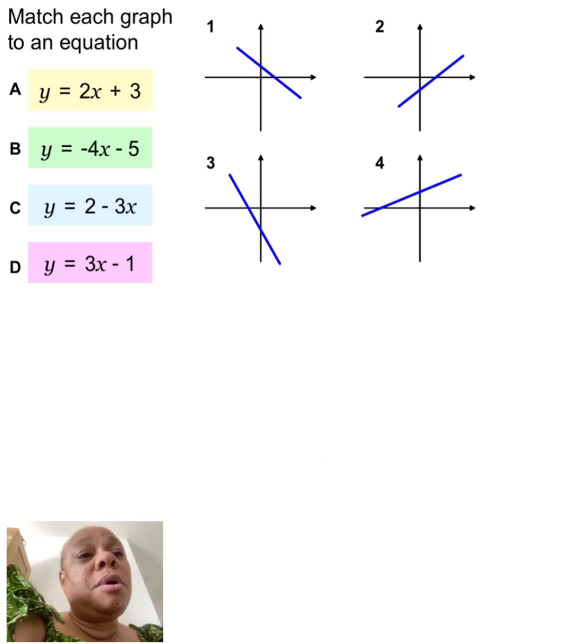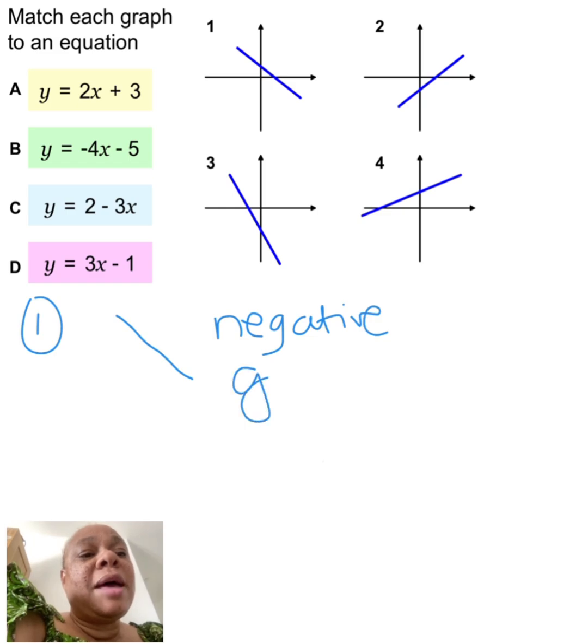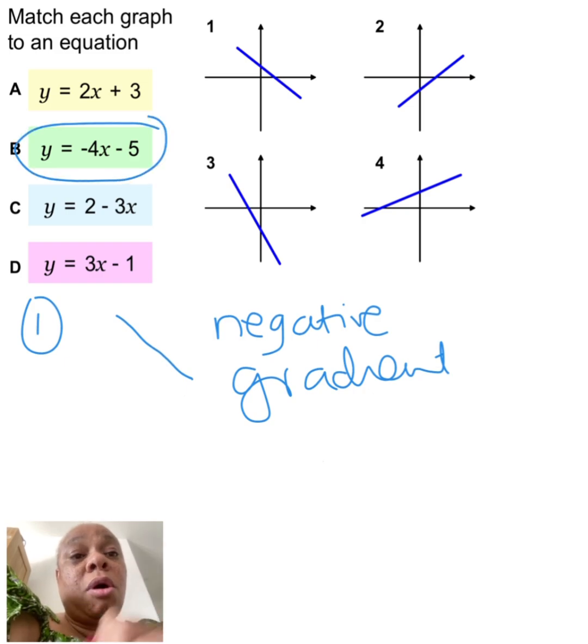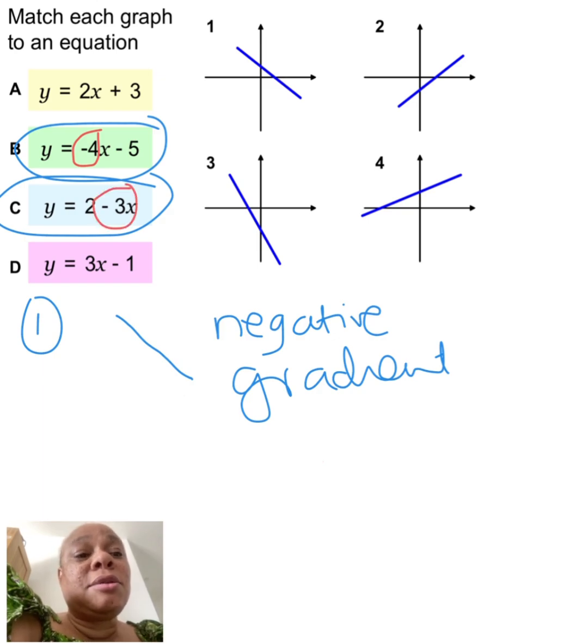Continue. So if you look at number one, the first graph, what you will notice is that the gradient is falling this way, so it has a negative gradient. I'm doing number one, by the way. So what that means is that our possible equations can either be this one or this one. That's because this equation has a negative gradient and this has a negative gradient. Okay, so it's either going to be B or C.